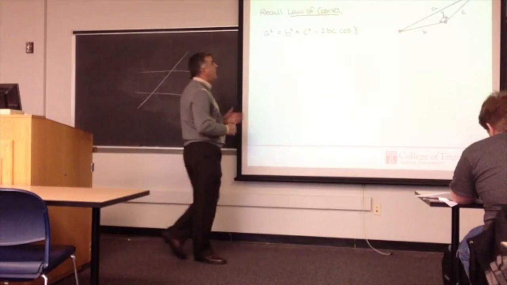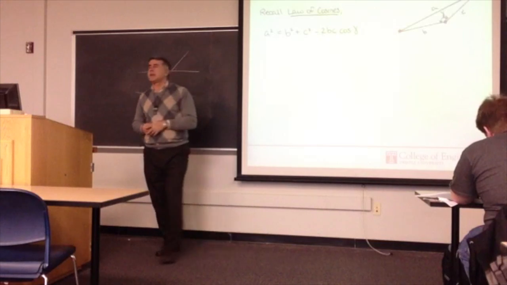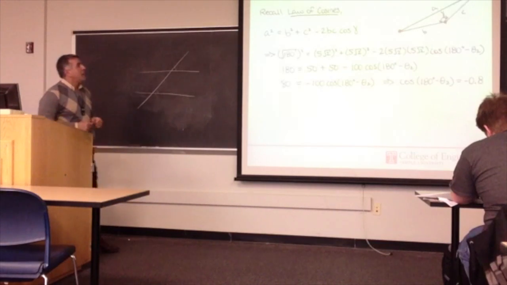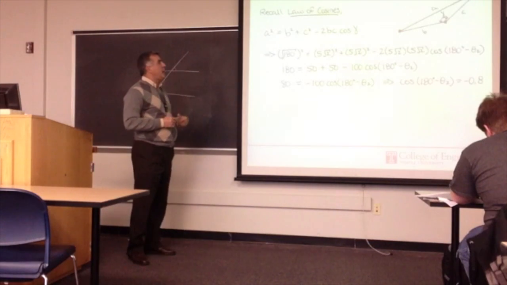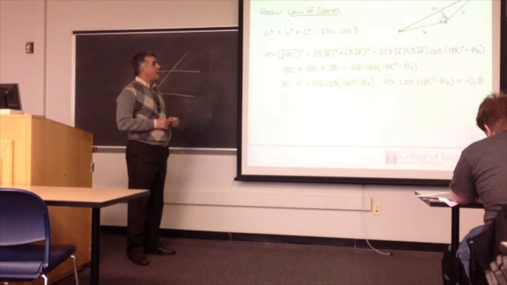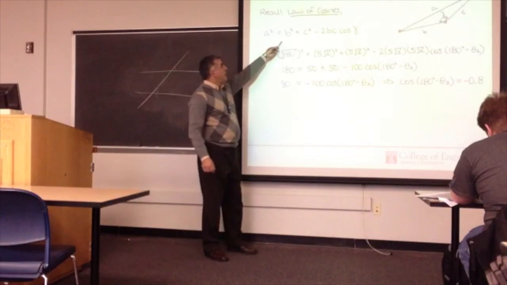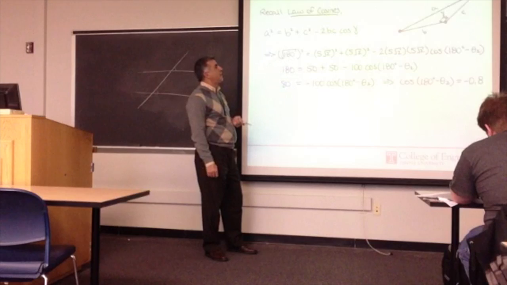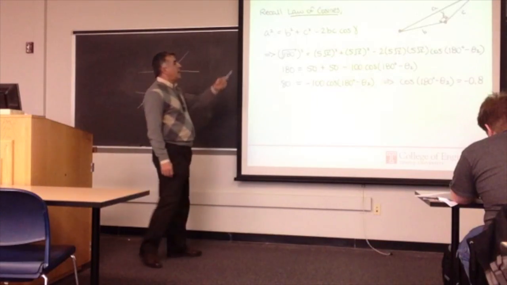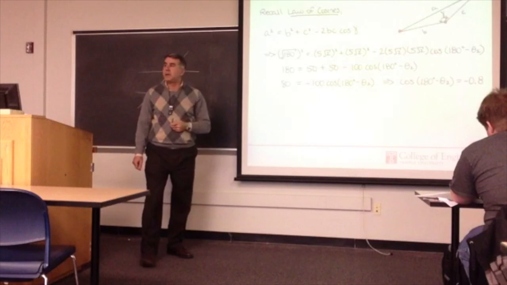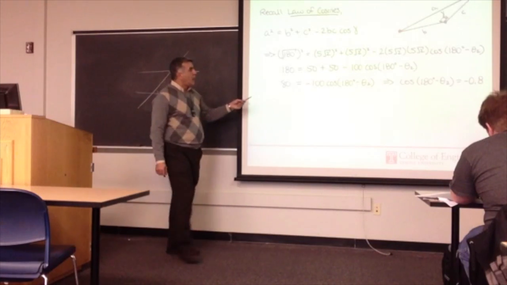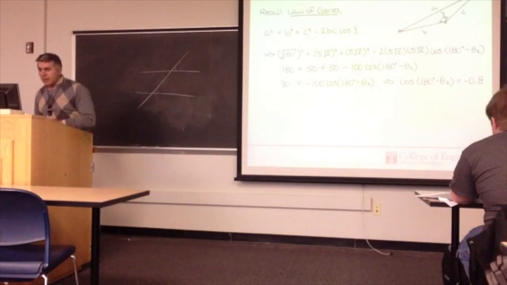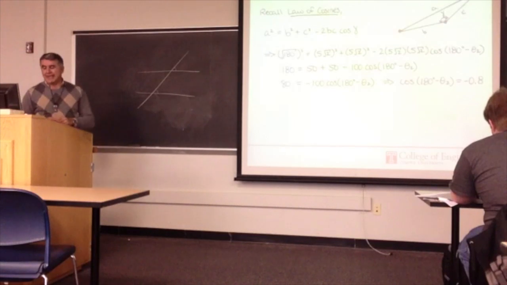No. Okay. So a squared is equal to b squared plus c squared minus 2bc times cos of the angle. So in this case, all we have to do is just put the numbers in there, right? B is 5 square root of 2 squared. C, 5 square root of 2, isosceles triangle, of course. And then 2bc times cos of 180 minus theta 2. So from here, we find that cos of 180 minus theta 2 is minus 0.8.